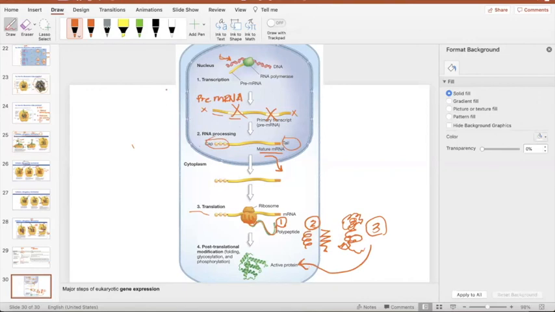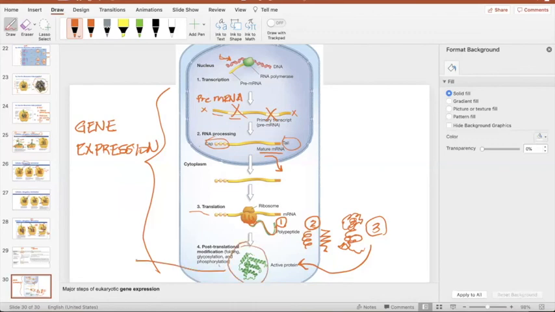These are called the major steps of what we call gene expression. And what we mean by gene expression is simply turning genes into protein. So expressing those genes as protein that will eventually manifest itself as phenotypes, okay?